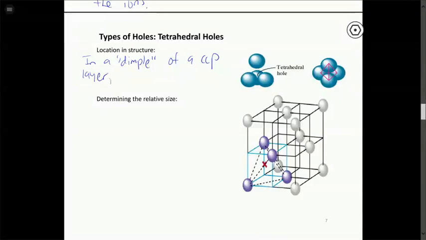And then probably the easiest way to visualize it is that you have one of these in each corner of the CCP unit cell.